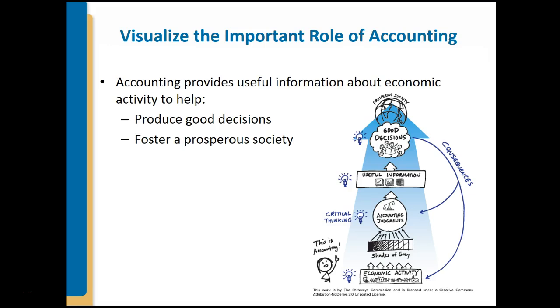Think of accounting as a special language that companies like Target and Walmart use to communicate financial information that helps people inside the company and outside of the company make decisions. Now, the Pathways Commission of the American Accounting Association developed an illustration that helps visualize this importance of the role of accounting. Shown on this slide, you see that accounting provides useful information about economic activity that helps produce good decisions and fosters a healthy society. Economic activity gets very detailed and involved, and decisions have real consequences. So critical thinking and many judgments are needed to produce the most useful accounting information possible.